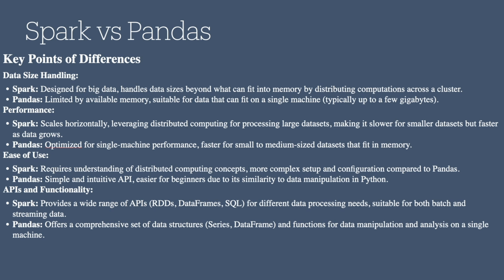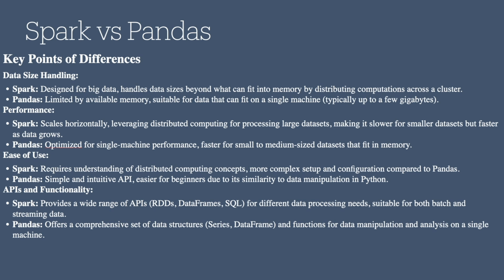Next we're going to talk about the differences between Spark and Pandas. Both are for data processing only, but there are some differences, and according to those differences we can choose what to use in different scenarios. The first difference is data size handling. Pandas is very great for small to medium size datasets that can fit into your computer's memory, or you can say the RAM.